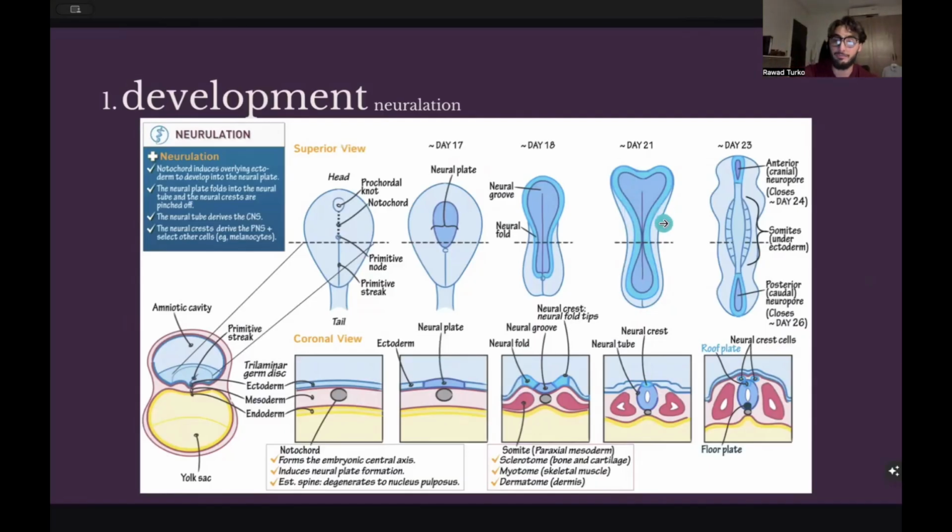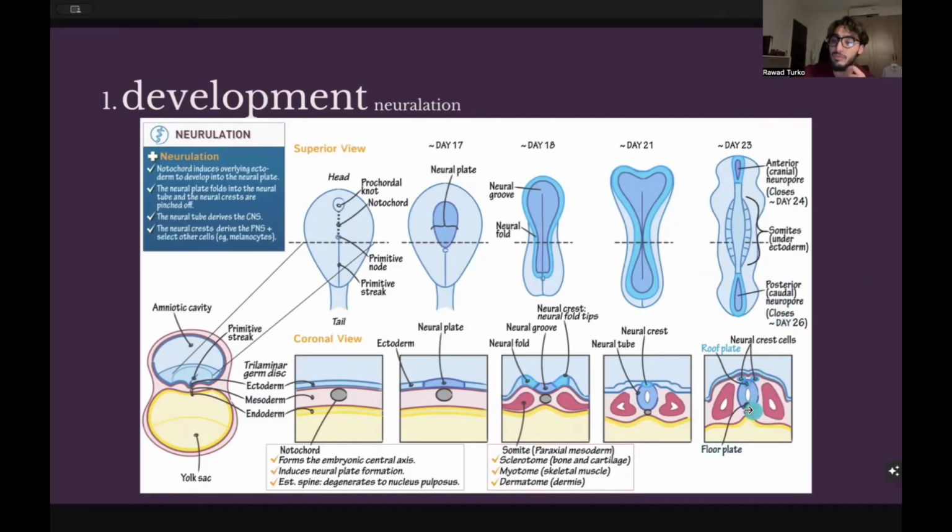Eventually both of those neuropores are going to close, forming up and down, cranially and caudally. Just before the two ends fuse, you have the cranial neuropore right here, which is the last little opening left in the neural tube, and the caudal neuropore. The cranial neuropore closes at around day 24, and the caudal neuropore closes around day 26.